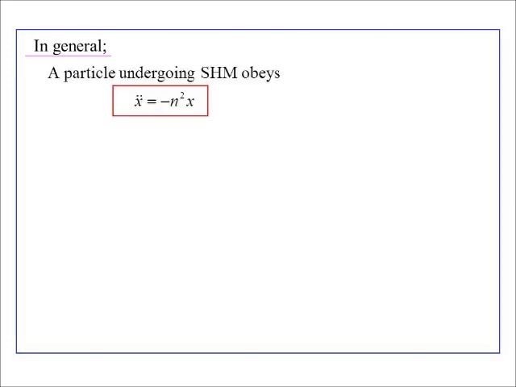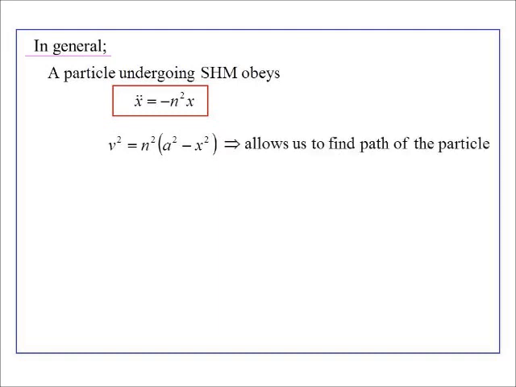So in general, what can we quote? If they tell us simple harmonic motion, we know acceleration is minus n squared x. V squared equals n squared times a squared minus x squared. Can we quote this formula? Well, how many marks is the question worth? If it's only 1 mark or something, then yeah, go and use this formula, if you remember it. But that allows us to find the path of the particle.